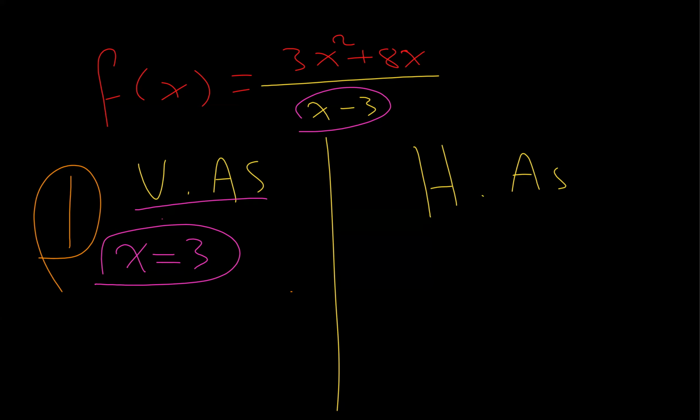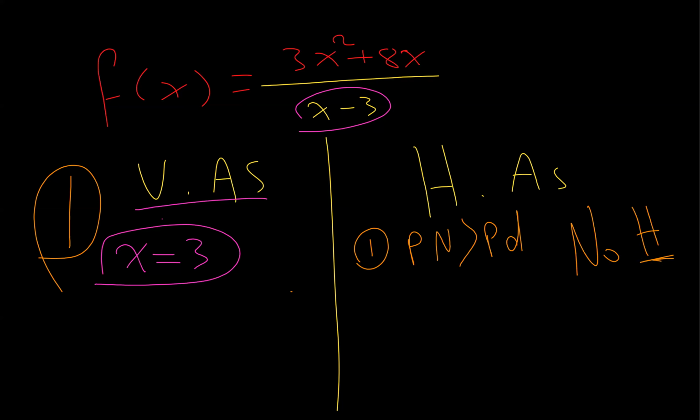You have 3 rules. Look, rule number 1. If the power of the numerator is greater than the power of the denominator, I'm talking about the greatest power, in this case, no horizontal asymptote. Keep it in mind. Here now, if you apply it in this question, what is the highest power in the numerator? The highest power is 2. What is the highest power in the denominator? It's 1, and it's not written.